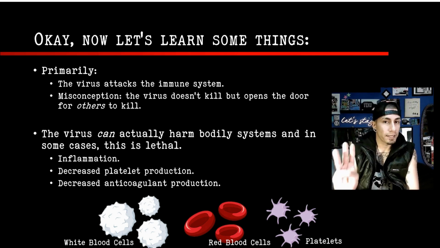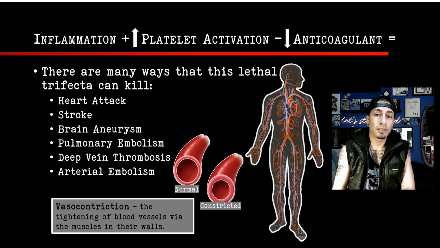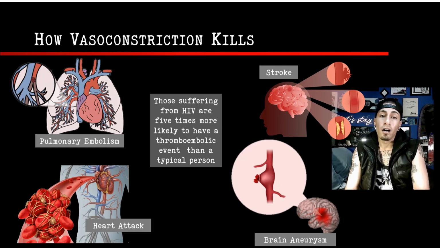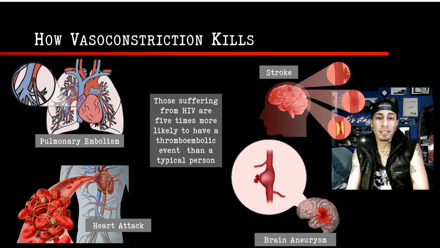And there's a lot of things that this deadly trifecta can lead to. So these three issues, inflammation, increased platelet activation, and decreased anticoagulants in your blood, lead to a multitude of different problems that can be lethal. And it only takes one of these events for someone to kick the bucket. On this slide, I've included 4 examples of ways that someone could die from those three issues, and they all happen to be my least favorite as well.